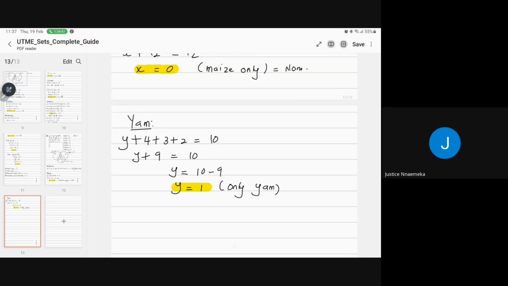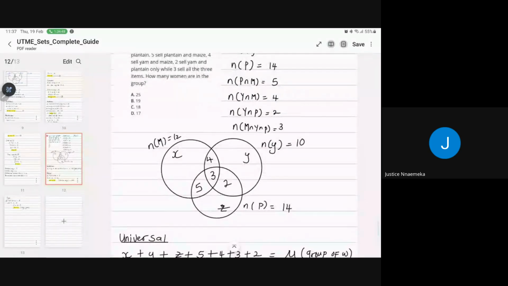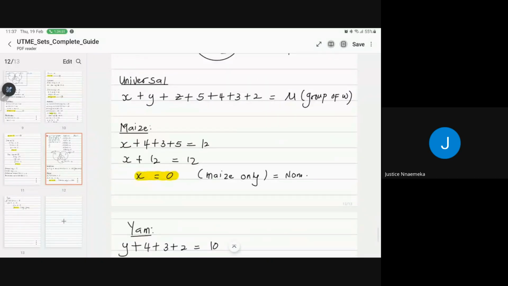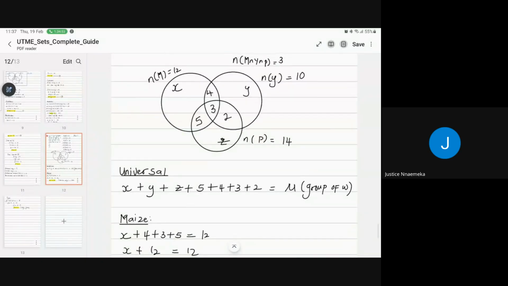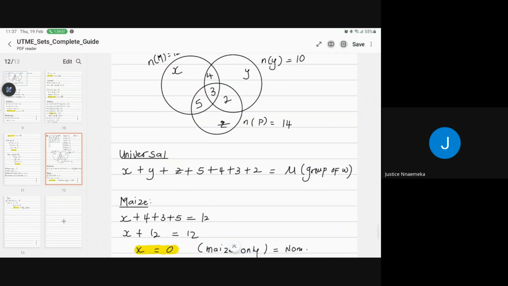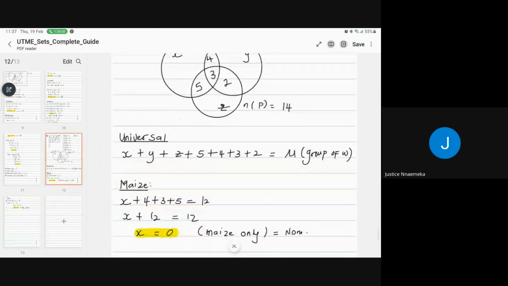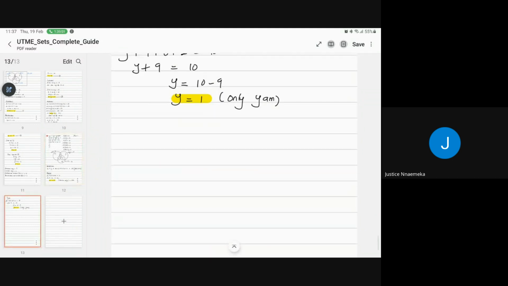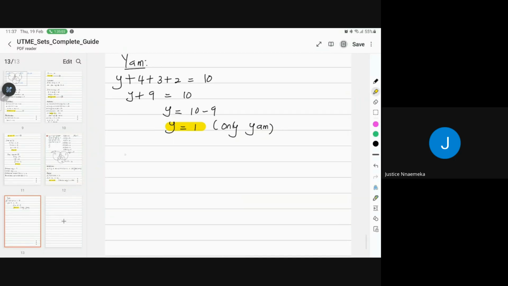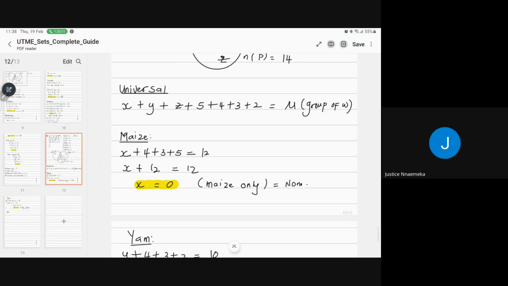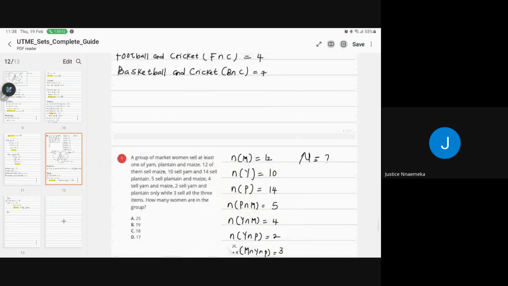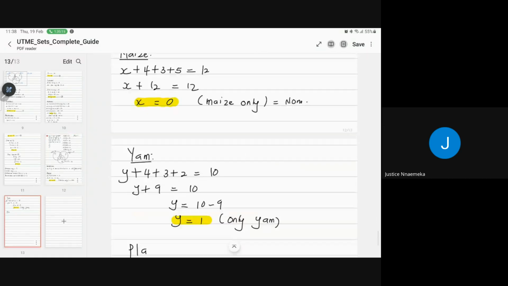Now, the next one is Z, plantain. We're looking at Z, which is 5 plus 3, 8, and 8 plus 2 is 10. 10 plus Z, then 14. For plantain, once you draw that circle, you are good to go. All the things I'm doing now are just for us to be detailed a bit for other persons that will go through the video.